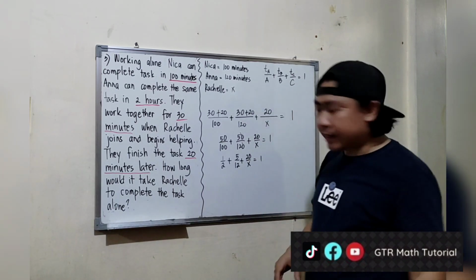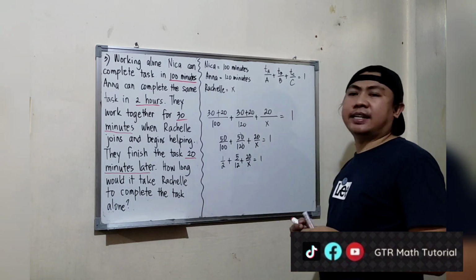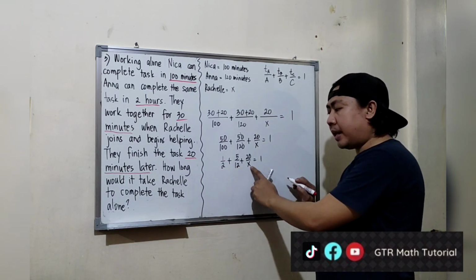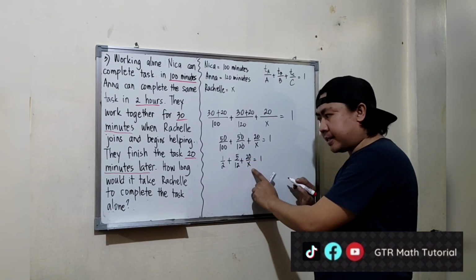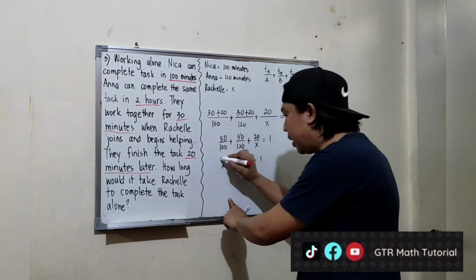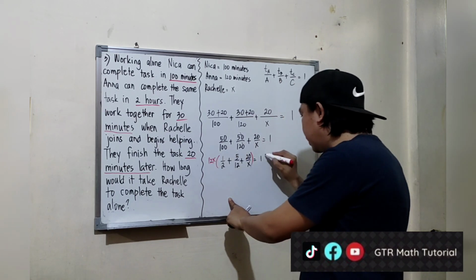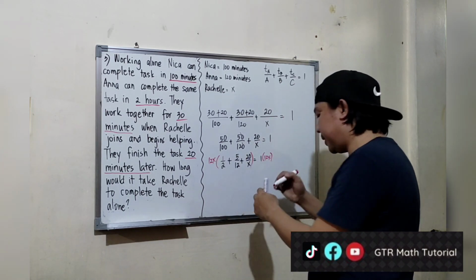Then, multiply na natin by the LCD. So, ano bang LCD ng 2, 12, and X? So, ang LCD ng 2, 12, and X ay 12X, dahil yung 2 pwede nang i-divide sa 12. So, multiply both by the LCD, 12x.